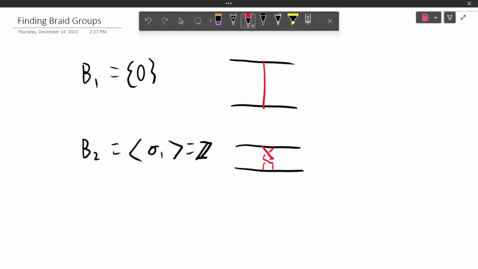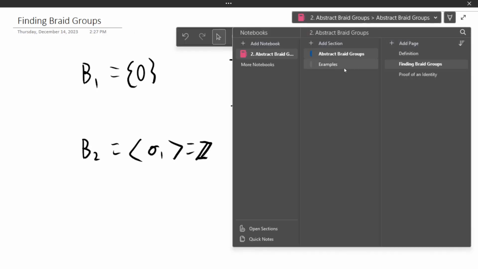So this braid here, for example, you might call the element sigma 1 to the negative second power, which, if we're thinking about the integers, is kind of like negative 2. For B3 onward, the structure becomes a little bit more complicated to describe, and it's best described in terms of generators.